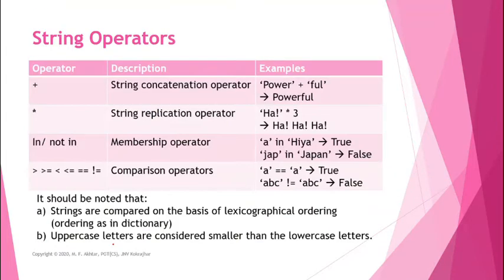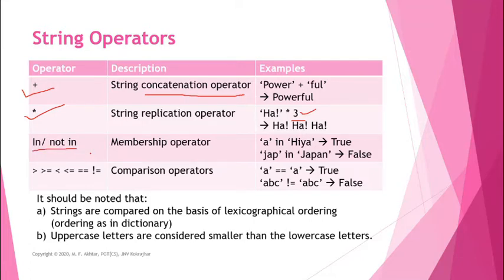Now some more operators, the string operators. As we already learned in the previous pages, the plus operator is the concatenation operator, and what it does is join two different strings. Here we have used the word with the power and plus full, and it will display the complete word of full. Here is the replication operator, that is asterisk. It repeats the given string up to the number given. Here the word ha is given, and it displays 3 times because the number 3 is given here.